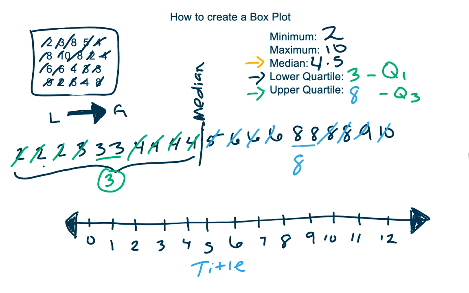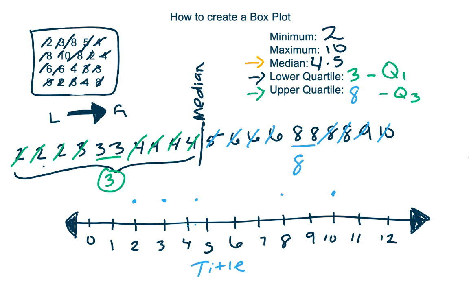What are we going to do with these numbers now that we found them? So the minimum, you're going to plot that first just on top of the number line. So here's my minimum, and you're going to plot the maximum. So the maximum is going to be right here, which was at the 10. Okay, we're going to plot the median. Median was at 4.5, 4 and 5/10, which is right in the middle of 4 and 5. And then you are going to plot the lower quartile, which was at 3, and the upper quartile, which was at 8.